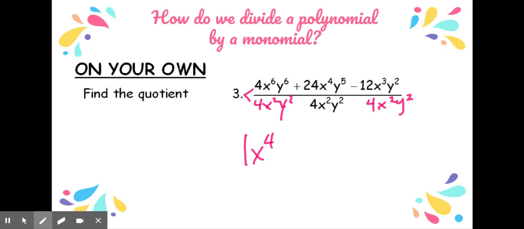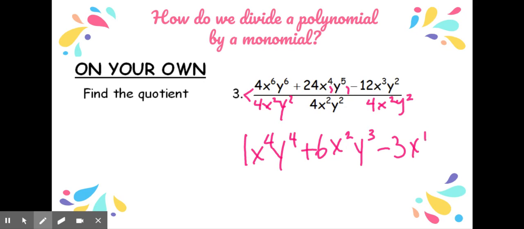Y to the 6th divided by y to the 2nd. We're going to keep that base of y. Subtract our exponents. 6 minus 2 is 4. Now our next term is 24 divided by 4, so we get a positive 6. Keep our x, subtract our exponents. 4 take away 2 is 2. The next one is keep your base of y, subtract your exponents. 5 minus 2 is 3. And our last term is going to be negative 12 divided by negative 4. Divide those coefficients and get negative 3. Keep your base, subtract your exponents. 3 take away 2 is 1.